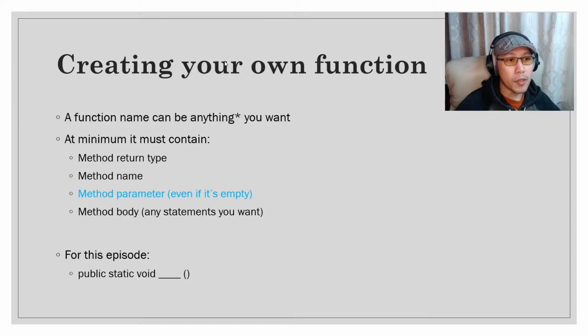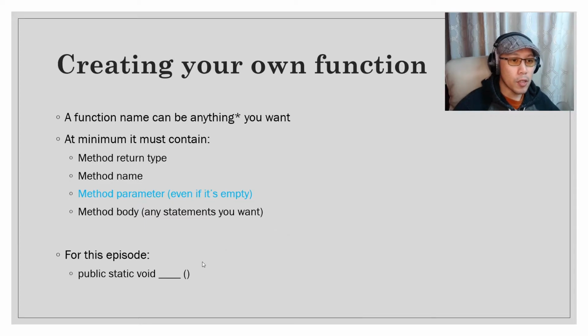In terms of creating your own function, last time we talked about how, at minimum, it must contain some sort of a return type. For now, we're just using the return type void. It needs to have a method name, which again can be anything you want. It needs to have method parameters even if empty, and today I will be exploring what it means to have a non-empty parameter list, and the body, which includes any statements that you want.